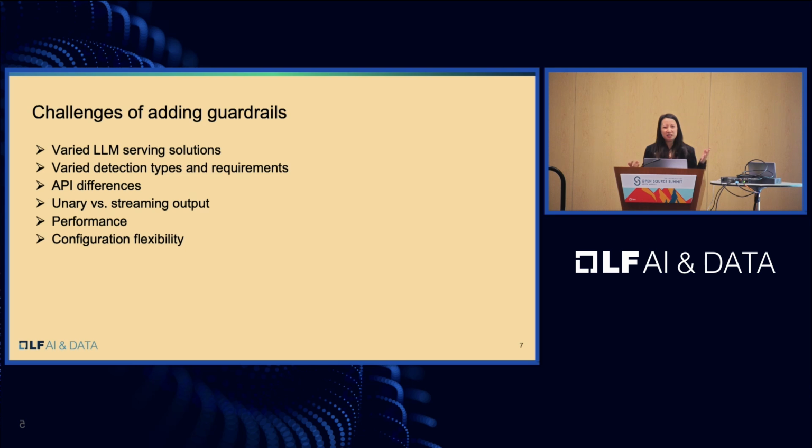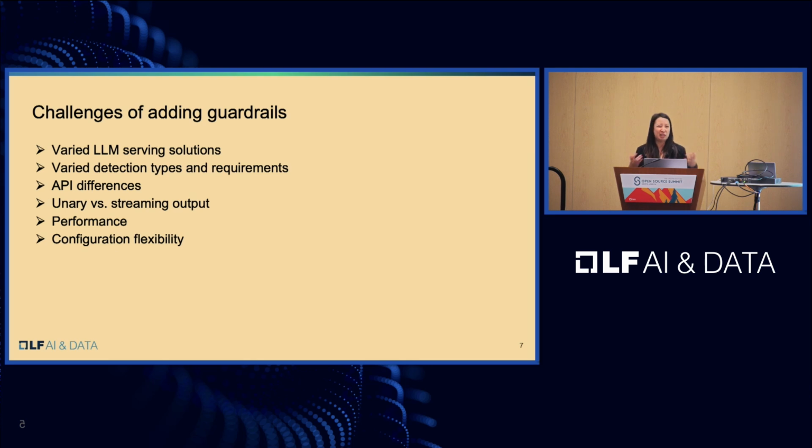This seems fairly simple, but obviously, as we all know, in building LLM applications, many challenges can crop up. Some of the challenges we faced designing this include that there are a lot of different LLM serving solutions out there. There are a lot of detection types, a lot of sorts of detectors that people might want to add to their workflow. And of course, this comes along with a lot of different APIs that people will serve or provide detectors with. Another consideration we had was how do we deal with unary versus streaming output?